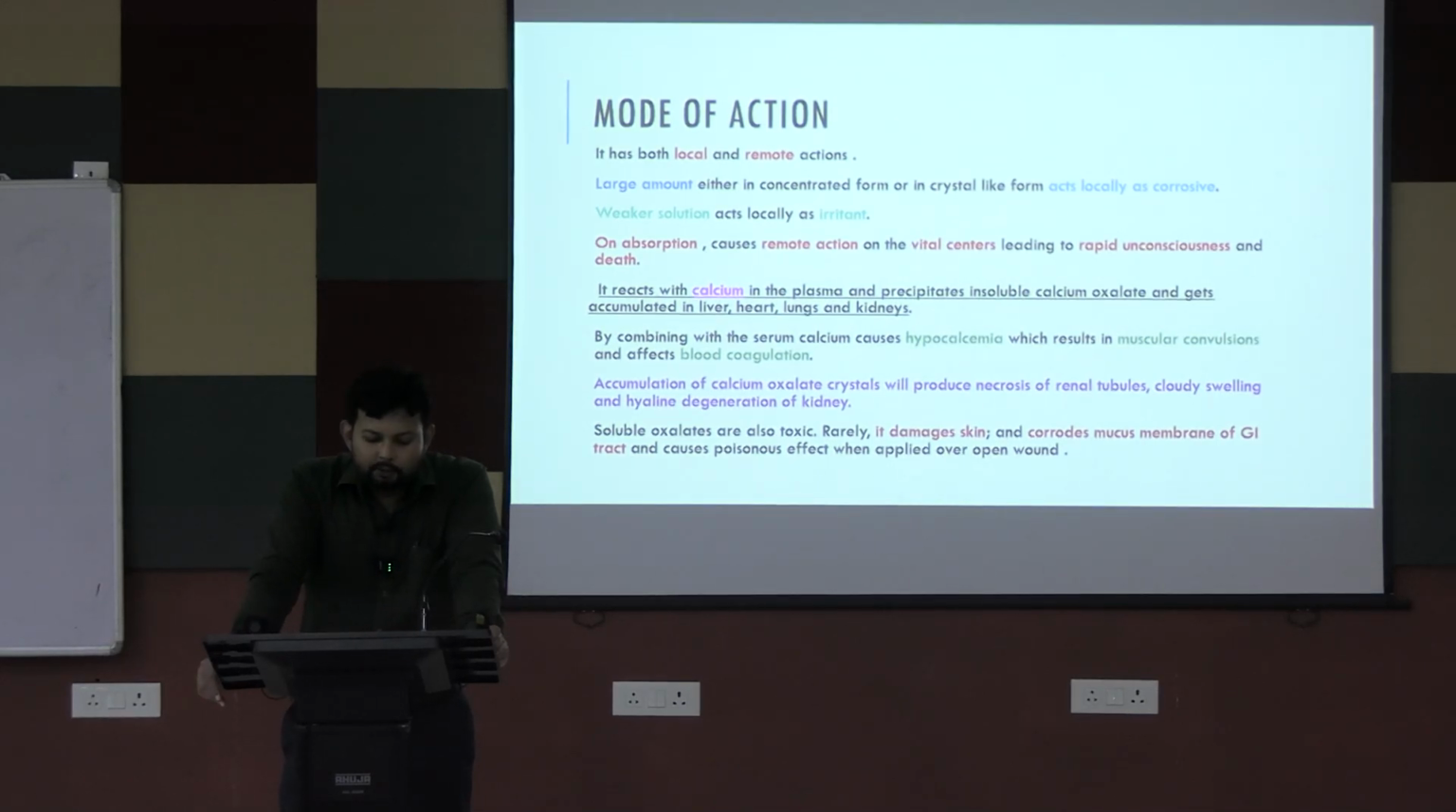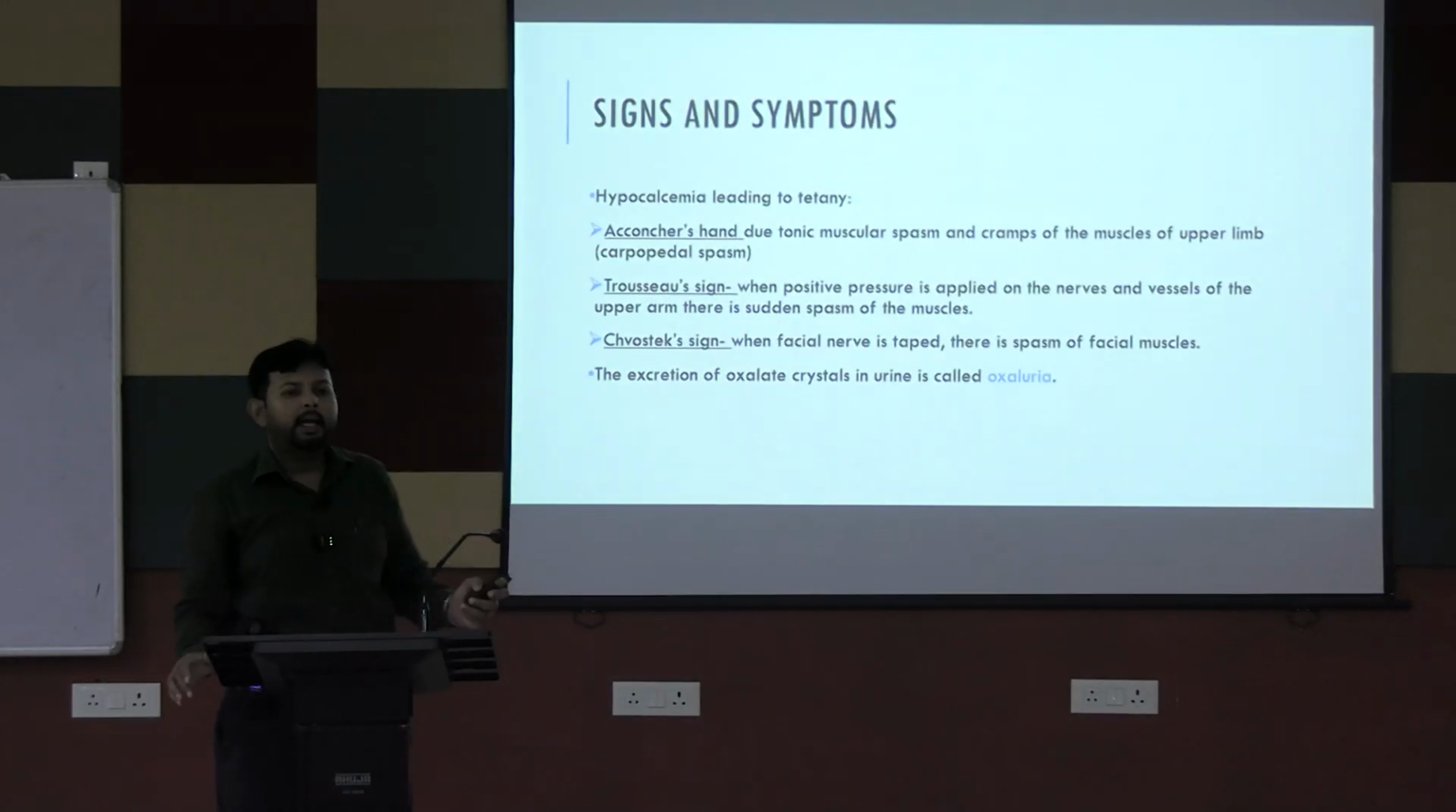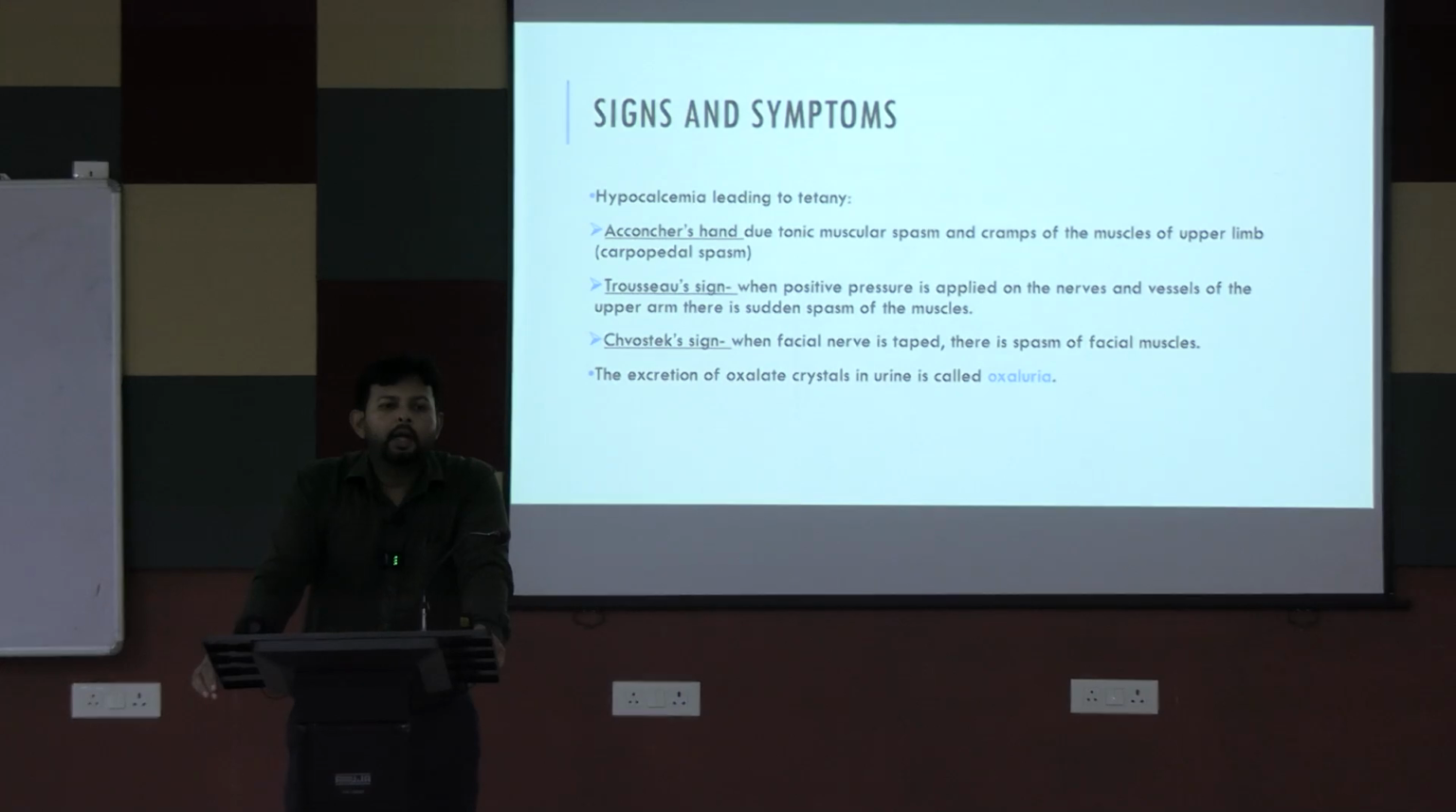So accumulation of calcium oxalate crystals will produce necrosis of renal tubules, meaning it will go to renal failure. So necrosis of renal tubules, cloudy swelling and hyaline degeneration of the kidney. Okay. And it will damage the skin and all corrosive mucosa, but these are normal and common. Okay, now coming to hypocalcemia.